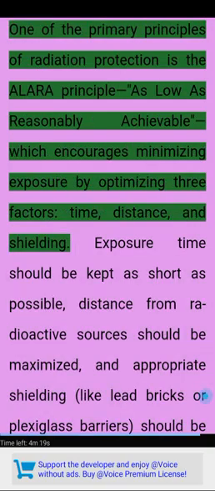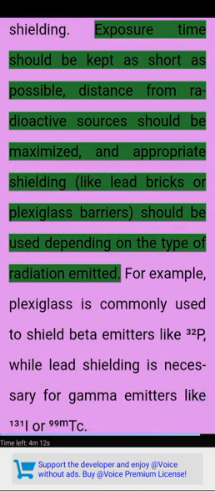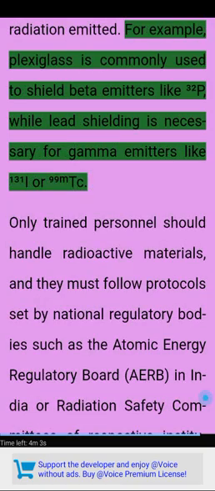One of the primary principles of radiation protection is the ALARA principle, as low as reasonably achievable, which encourages minimizing exposure by optimizing three factors: time, distance, and shielding. Exposure time should be kept as short as possible. Distance from radioactive sources should be maximized, and appropriate shielding, like lead bricks or plexiglass barriers, should be used depending on the type of radiation emitted. For example, plexiglass is commonly used to shield beta emitters like 32P, while lead shielding is necessary for gamma emitters like 99mTc.